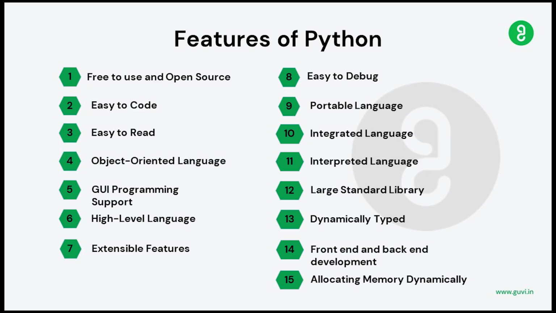In summary, allocating memory dynamically in Python means that the program can automatically and efficiently manage memory usage, which allows for more flexibility and ease of use.